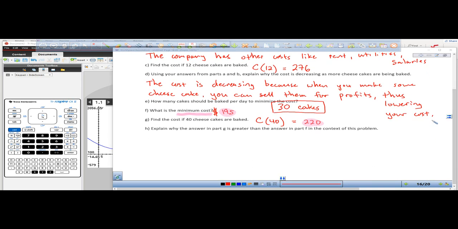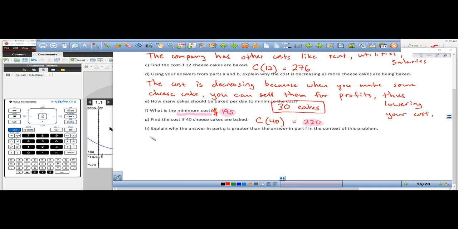If a company makes too many cheesecakes, what's going to happen? They're not going to be able to sell them all, so they've spent money to make the cheesecakes, and their cost is going up, but they were not able to sell them, so they couldn't make profits. That's why their cost went up, and it doesn't continue to decrease. So you just want to explain that.